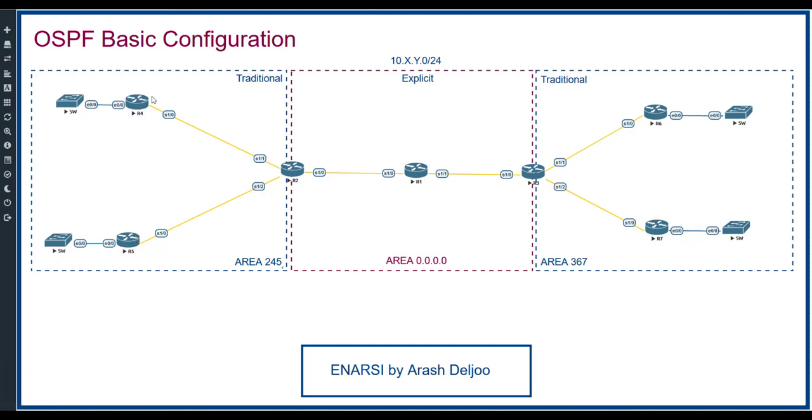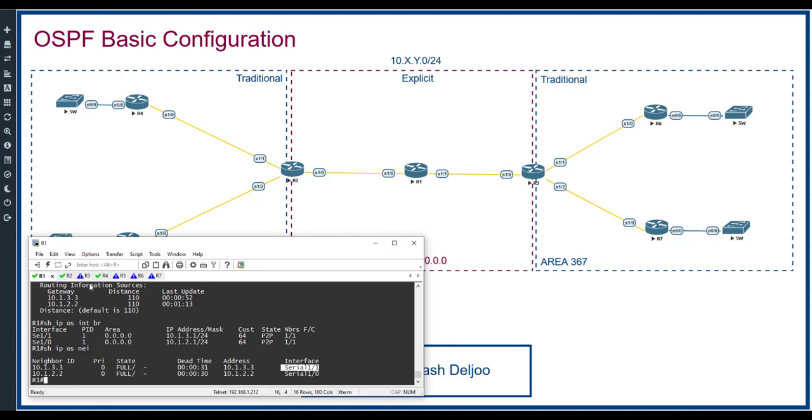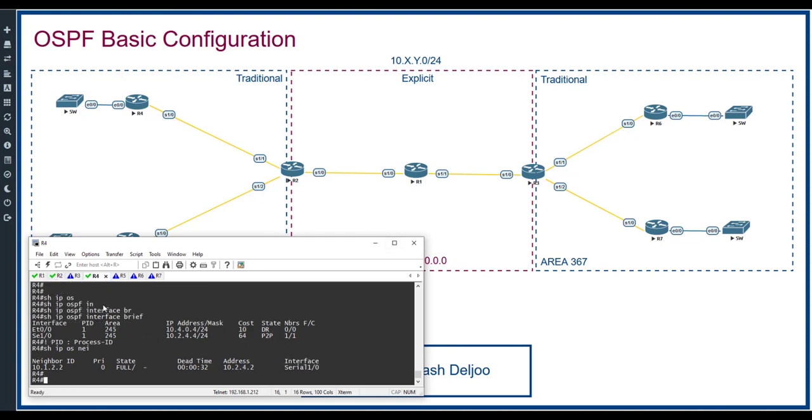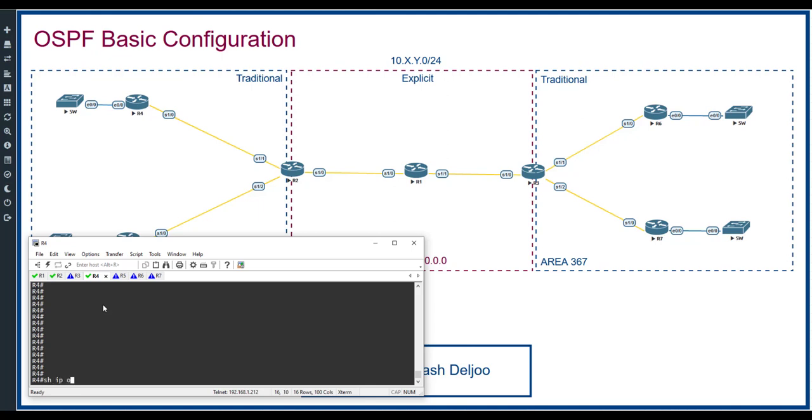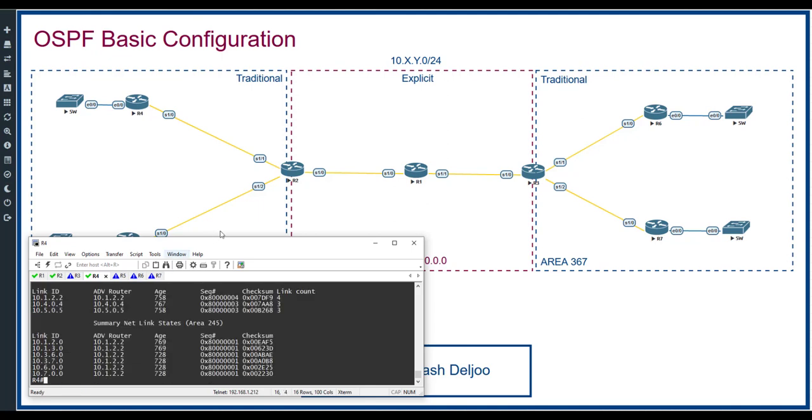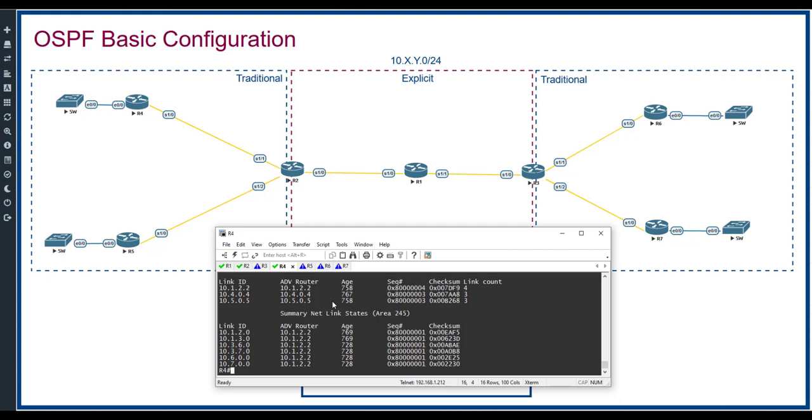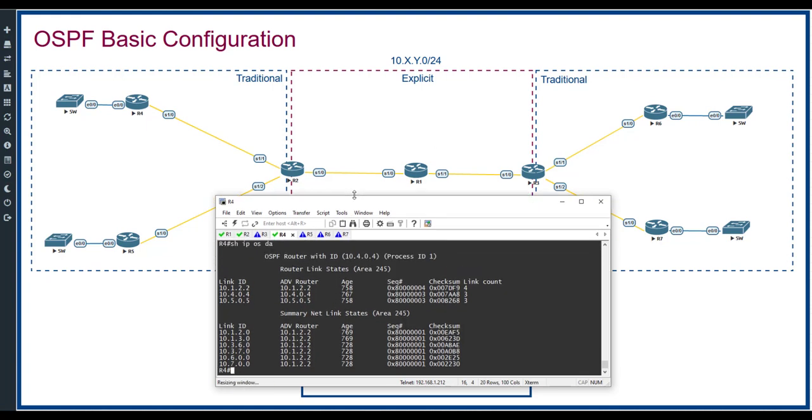You know that because these two routers are residing inside one area, we expect to see the same database in these two routers. Look at here. This is the database of router 4. Let me show you. Show IP OSPF database. Okay, as you can see, this is our database in router 4.